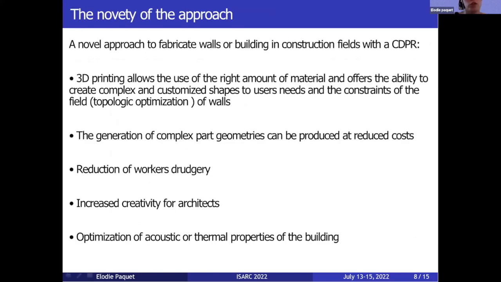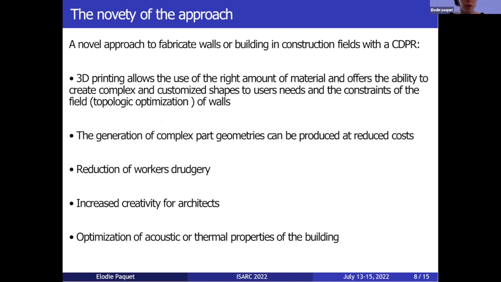The novelty of the approach is a new robotic platform for 3D printing large parts with foam. It is an approach to fabricate walls or complex shapes in building and construction. 3D printing allows the use of the right amount of material and offers the ability to create complex and customized shapes, with structure and topology optimization of walls. The generation of complex geometry can reduce worker drawings, increase creativity for architects, and optimize the thermal properties of a building.